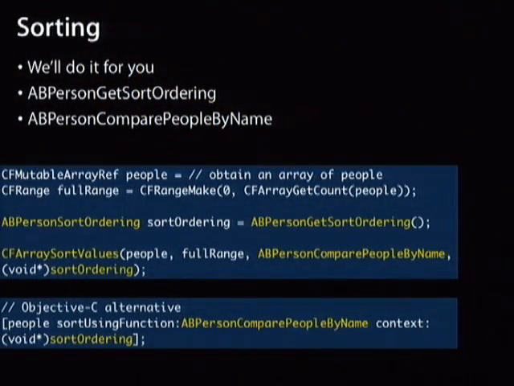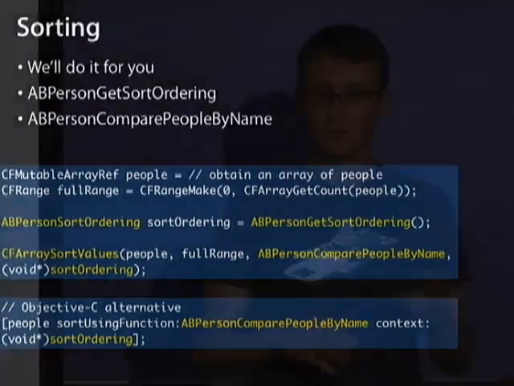For those of you who don't want to use C, this is what it looks like in Objective-C. Again, Core Foundation, you can bridge them, or they are bridged, rather. So you can actually call people sort using function, pass in the same function, and again, pass the sort ordering as the context. That will sort your people. Any questions?